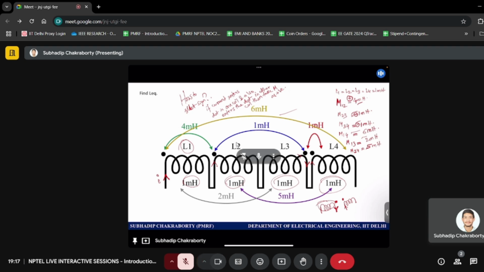So 1 and 4, how will it be? 1 is also entering, 4 is also entering. So 1 and 4 is positive. 1 and 3, how will it be? 1 is entering but 3 is leaving, so it will be negative.